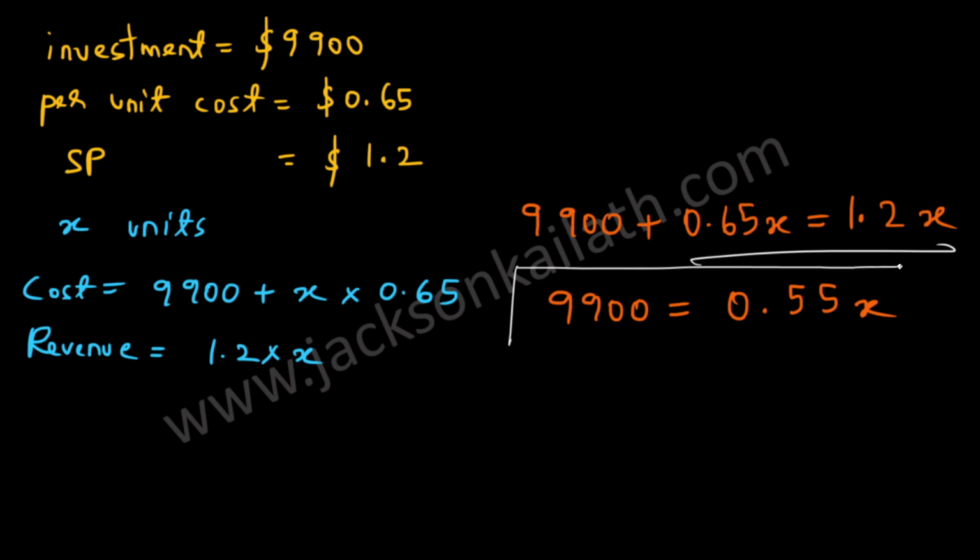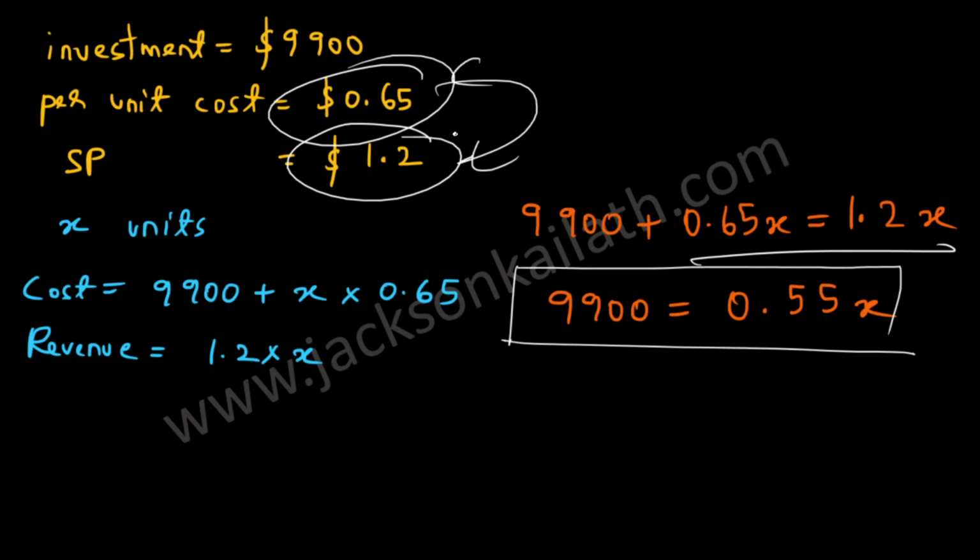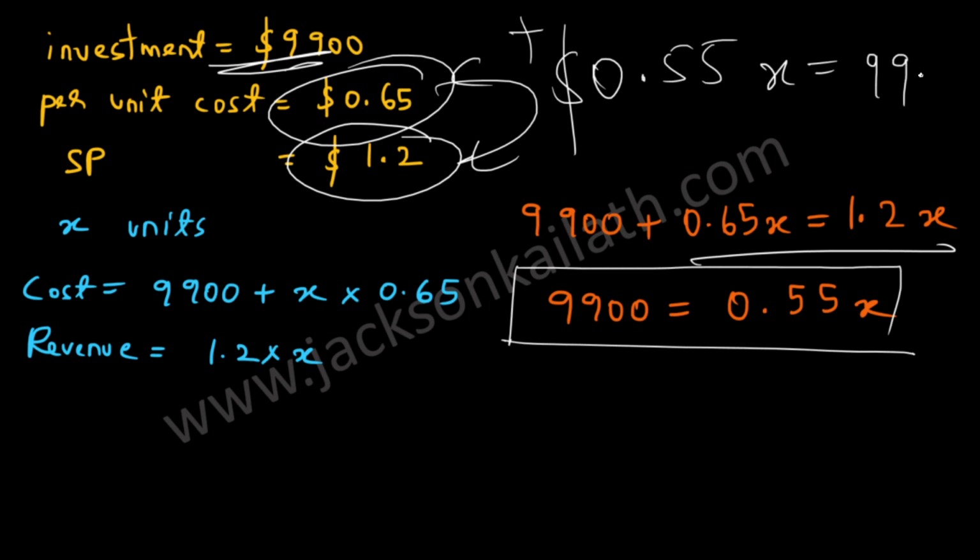Now you could have arrived at this equation logically also. Look at this part over here. The selling price is 1.2 and the cost per unit is 0.65. So the difference between the selling price and the per unit cost is 1.2 minus 0.65, which is equal to 0.55, right? So you're getting plus $0.55 for each unit. Now, by producing X units, you should make up the initial investment, which is 9,900. That's the same thing. Logically also, you could have written this equation, which is the same thing that we got over here. Now we just need to find X.